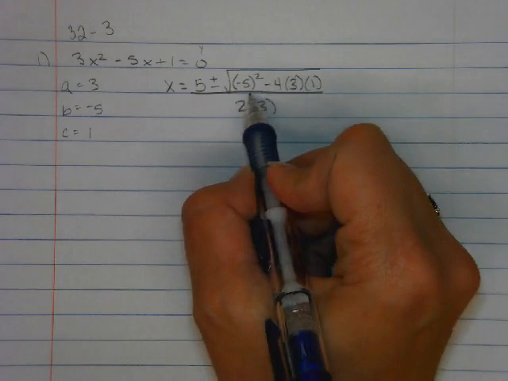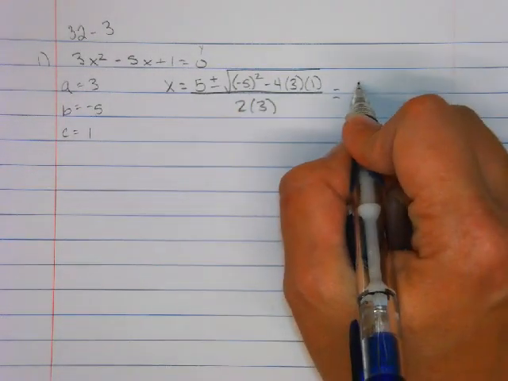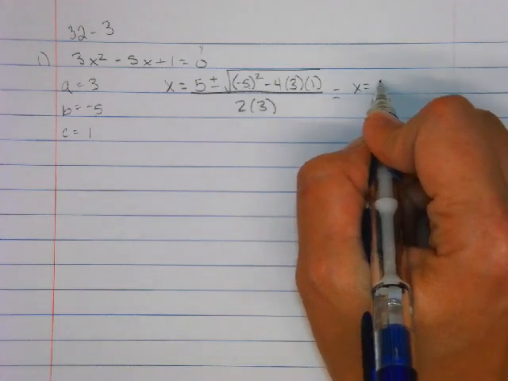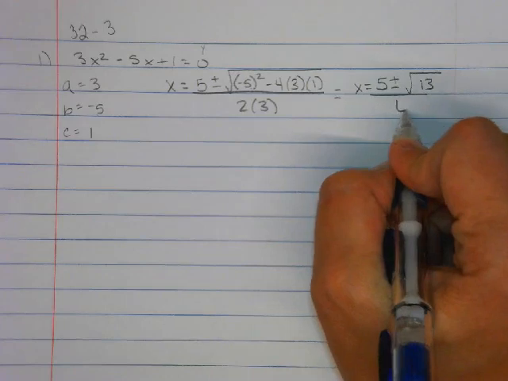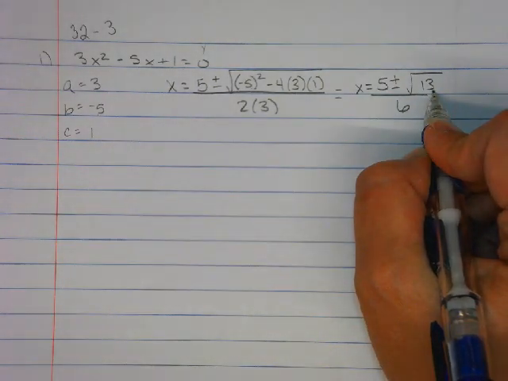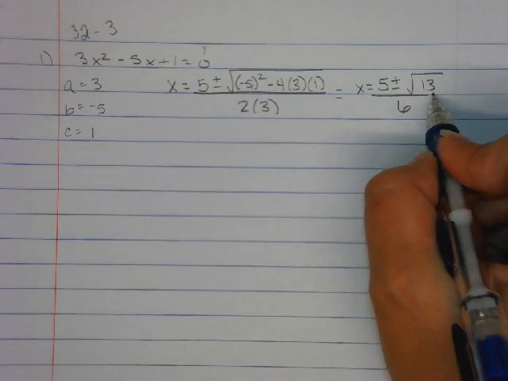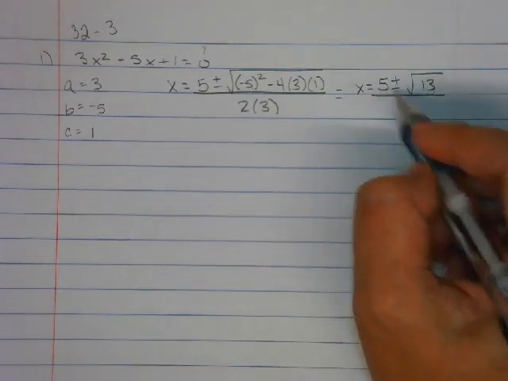When you put this into the calculator, 25 minus 12 is 13. So now I have x equals 5 plus or minus the square root of 13 all over 6. Now, remember, this is your discriminant. It is a positive number. If the discriminant is positive, how many roots are we going to have? 2.